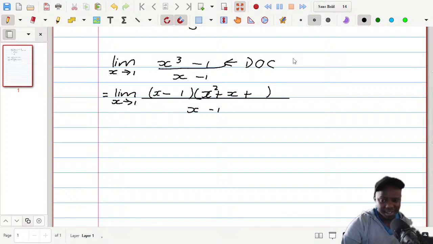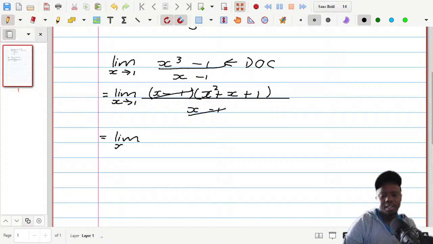To get the last term in our second bracket, we take the first term that we got in our small bracket and we square it. Negative 1 squared gives us 1. Perfect. When you get to this point, you will realize that x minus 1 and x minus 1 will cancel out. This is going to give us the limit as x approaches 1 of x squared plus x plus 1.